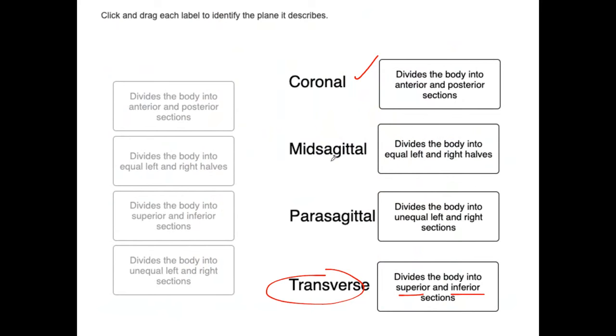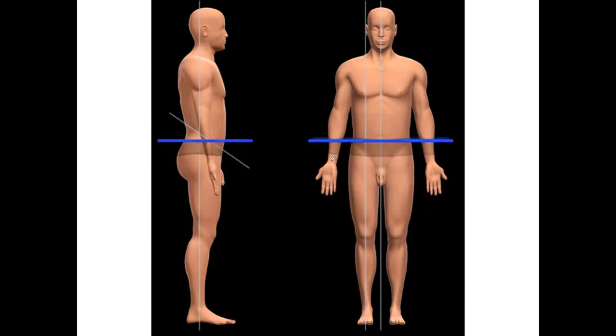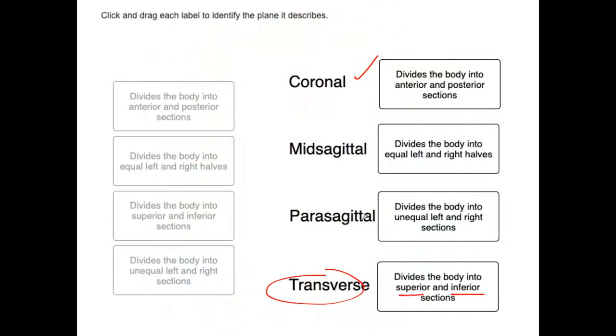Okay, now we have mid-sagittal. So if we go here, this line, right down the center, that's mid-sagittal because we have an equal right and left half. This one is separating into a right and left half, but not equally. So parasagittal will divide the body into unequal left and right sections. So we see the word sagittal in both of them. We know it's going to separate right and left. The mid is equal. Para doesn't have to be.